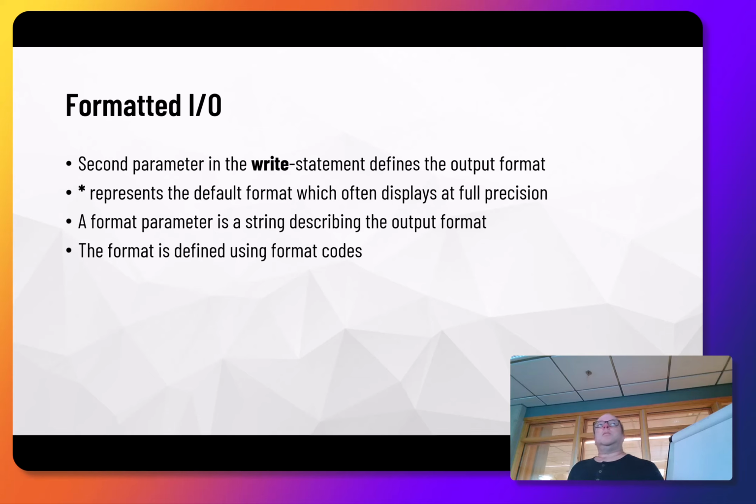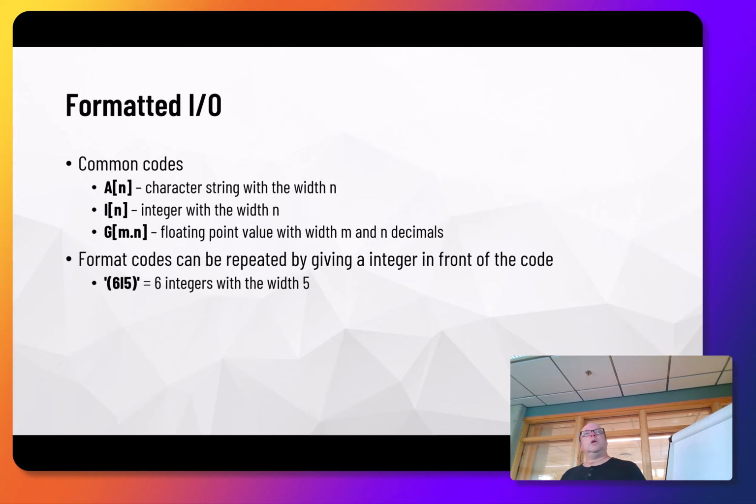As in Python, you often need to format your output from your application in certain ways. The second parameter in the write statement is a format string. Star is the default, and that will print all floating points with the maximum precision, so it will be really long numbers with an exponential afterwards. If you want to print nice reports, you can't really use that. You need to put the formatting string in that second parameter, and you give the formatting in certain codes.